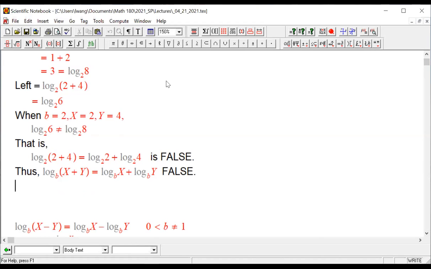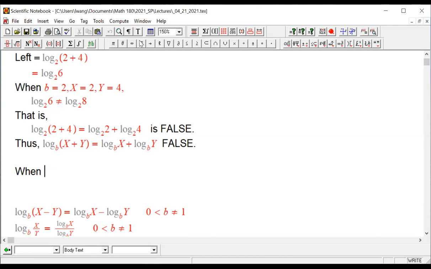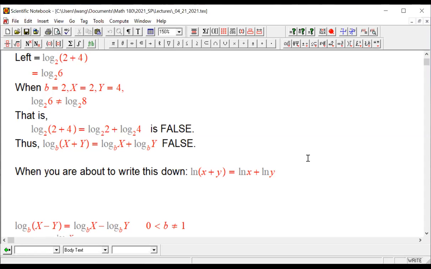With that example in your mind, suppose in another scenario you see natural log of x plus y equals ln x plus ln y. When you are about to write this down, think.